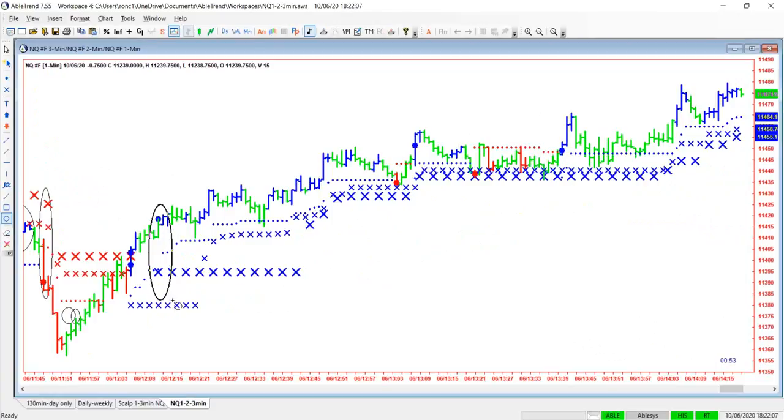New York time, 4 o'clock. Triple confirmation buy signal, up it went. Triple confirmation, lost on that trade. Small loss. Triple confirmation, small loss.